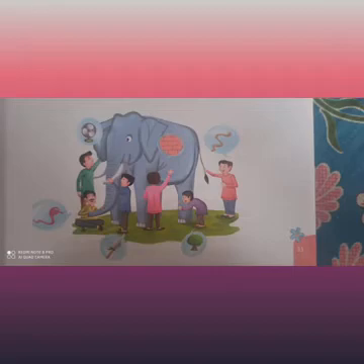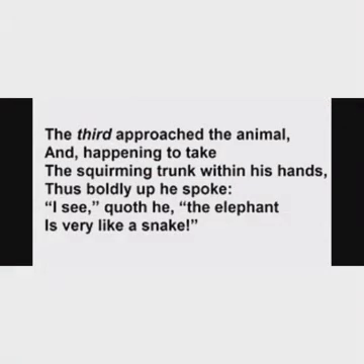Okay, now let's move to the next stanza. In the fourth stanza, the poet is saying about the third person. Read with me. The third approached the animal, and happening to take the squirming trunk within his hands, thus boldly up and spake, "I see," quoth he, "the elephant is very like a snake." What did the third person touch? Yes, he touched the trunk, the squirming trunk.